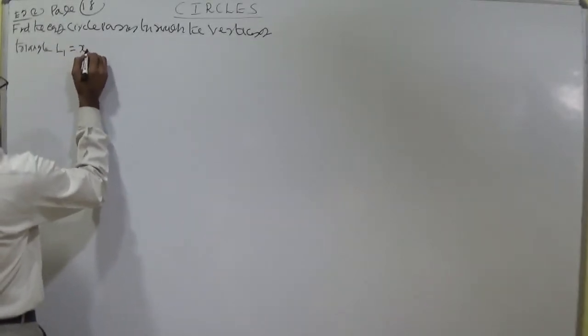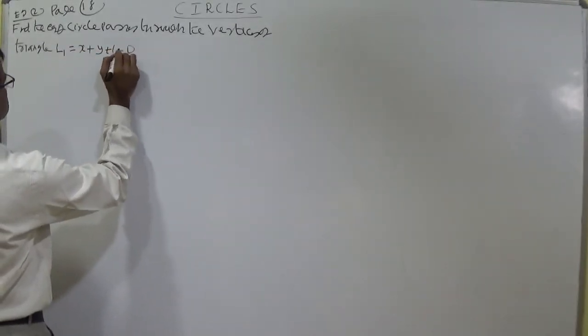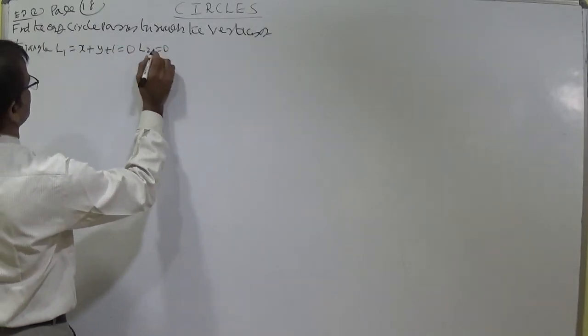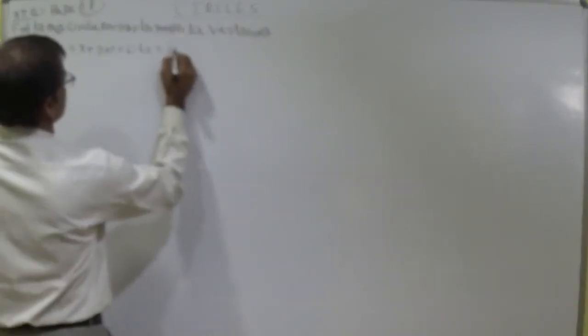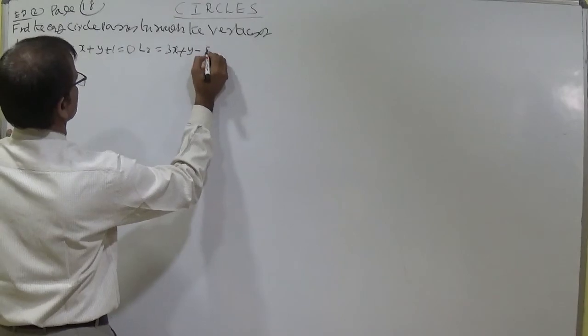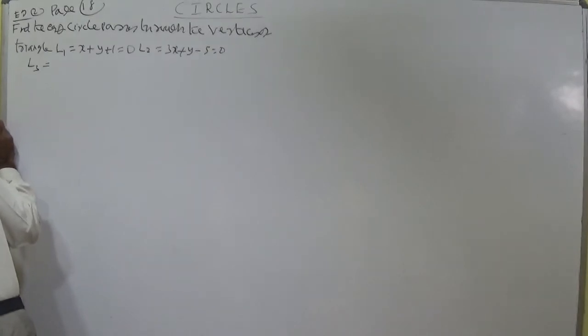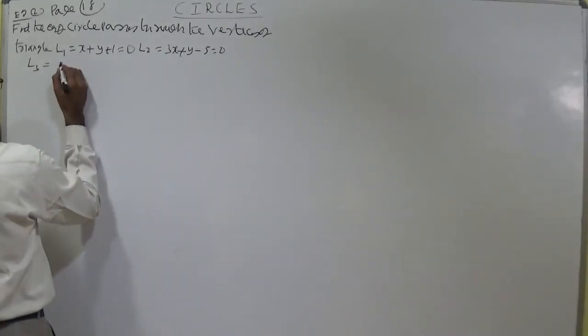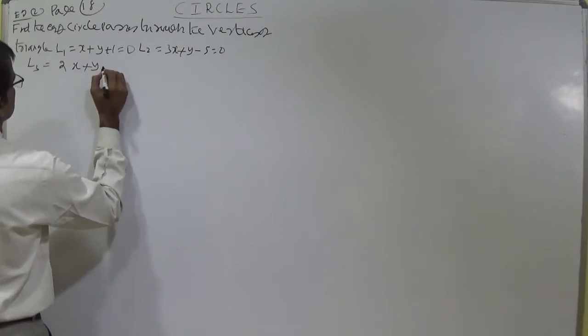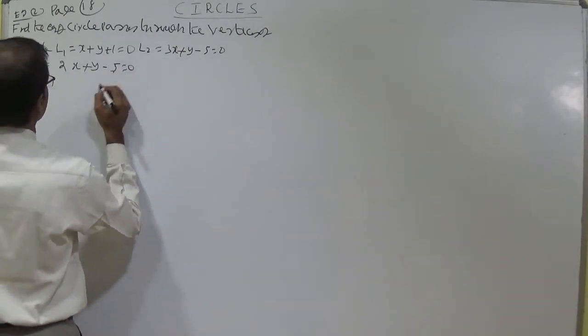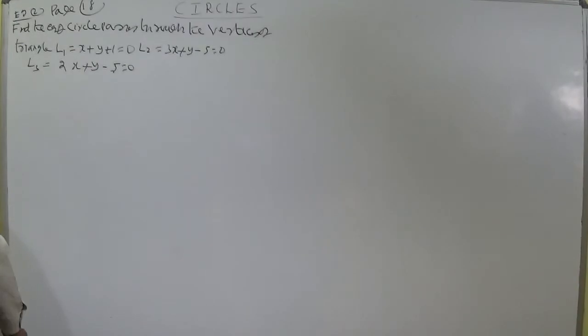L1 he has given as x + y + 1 = 0, L2 is 3x + y - 5 = 0, and L3 is 2x + y - 5 = 0. So L1 equal to x + y + 1 = 0, L2 equal to 3x + y - 5 = 0, L3 equal to 2x + y - 5 = 0.